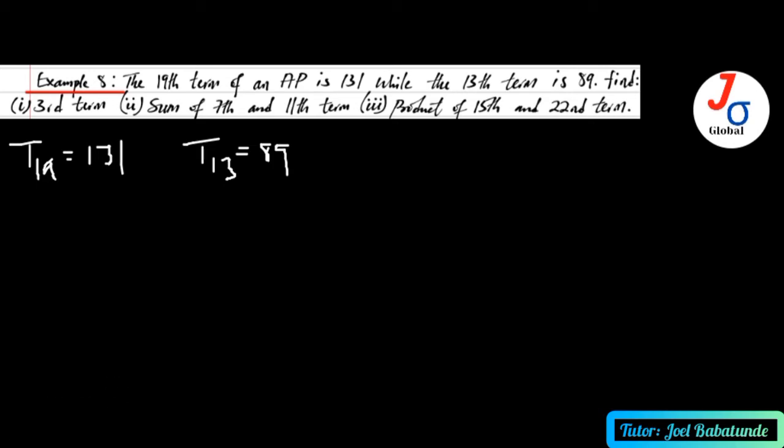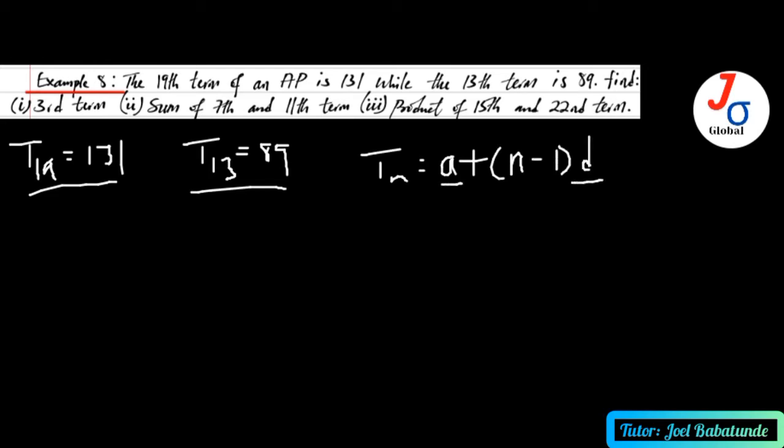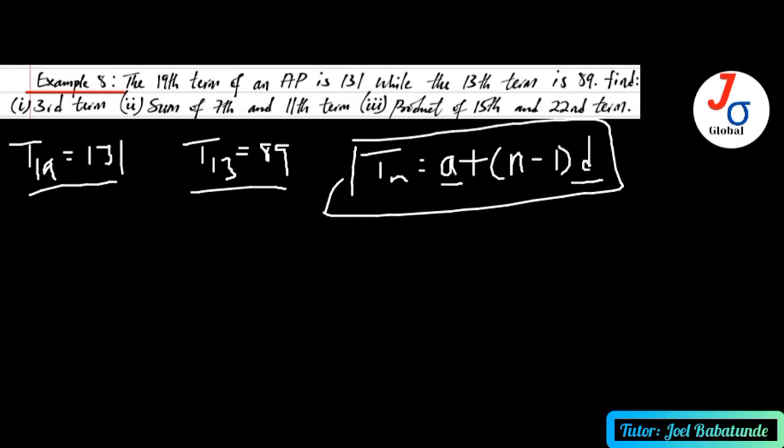All right, so we are given just these two things, and we are asked to find other things like the third term. To find the third term, T3, or any term, we need our A. Remember, the general formula for an AP is Tn equals A plus (n minus 1) D. So basically, we need our A and we need our D, which we're not given. So how do you solve for this? We're going to apply the formula to both of them.